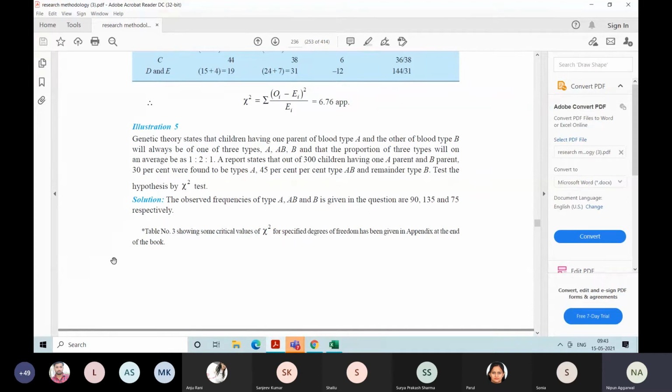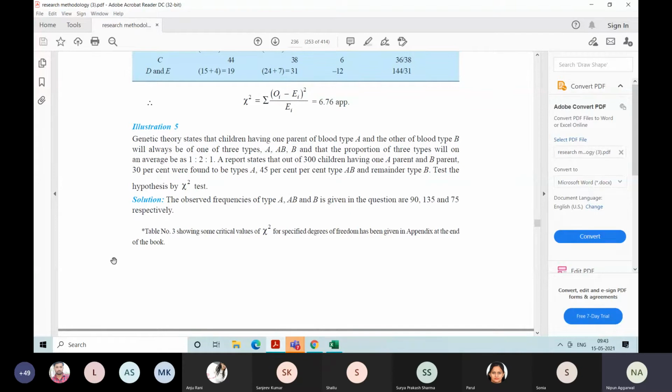If the last line were not there, then also you would have to decide whether it is a case of a chi-square or not. So it is given like a genetic theory states that children having one parent of A and another of B, the child must be either of A or B or of AB, with the average proportion.